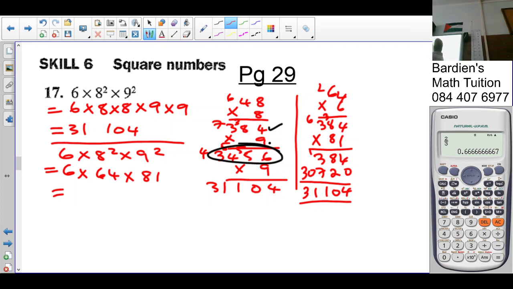A bit less calculation, okay, but it's a bigger sum. Okay, which gives me the same. Okay, but both ways is acceptable.